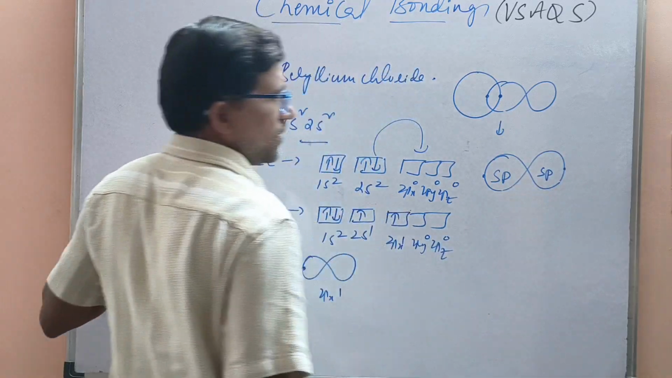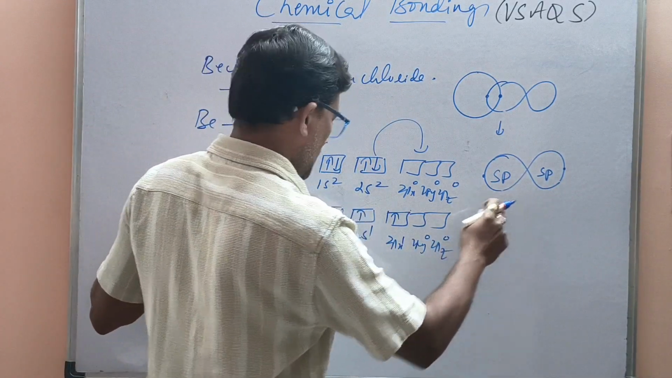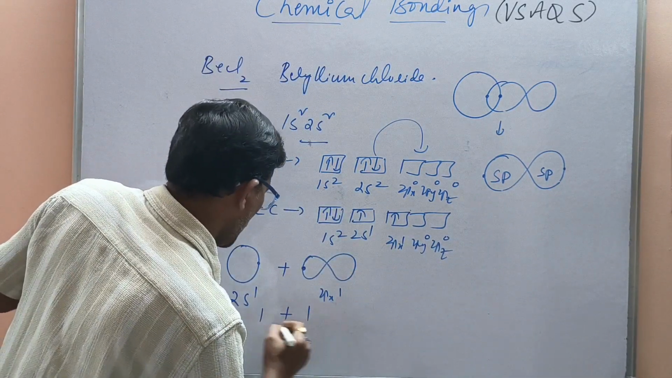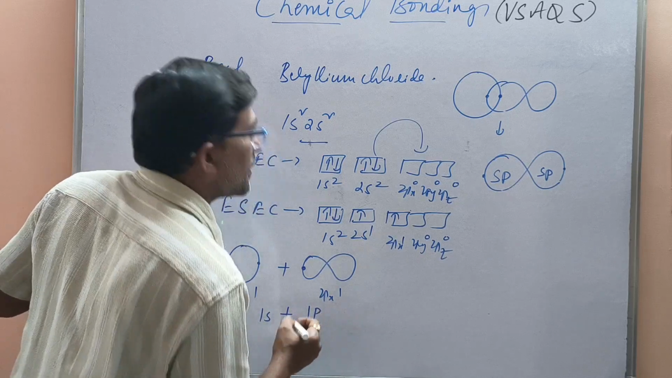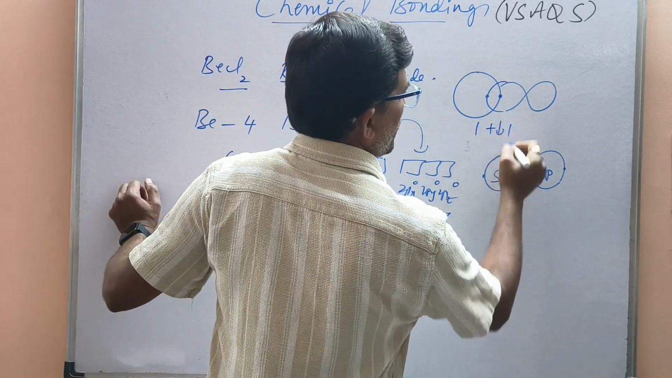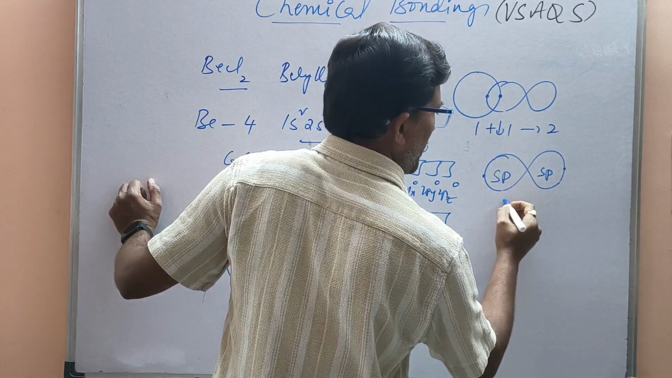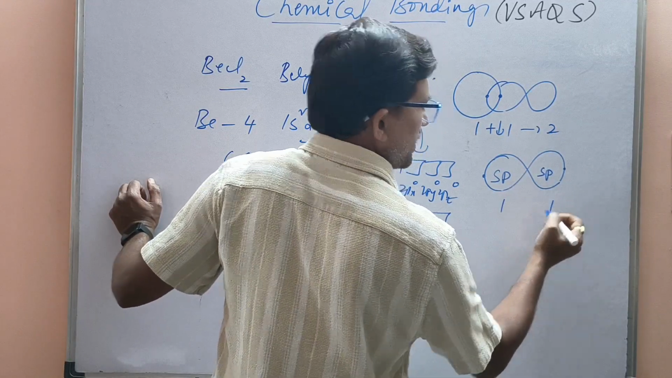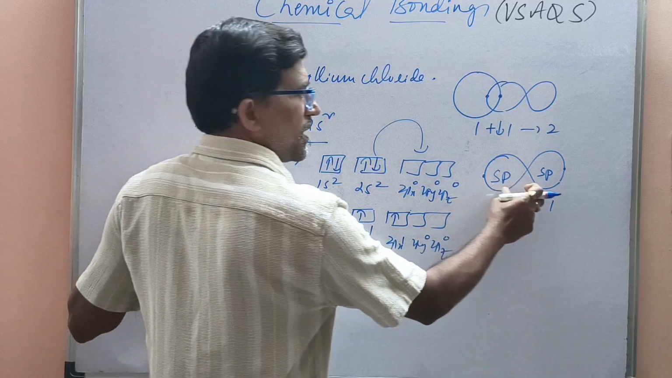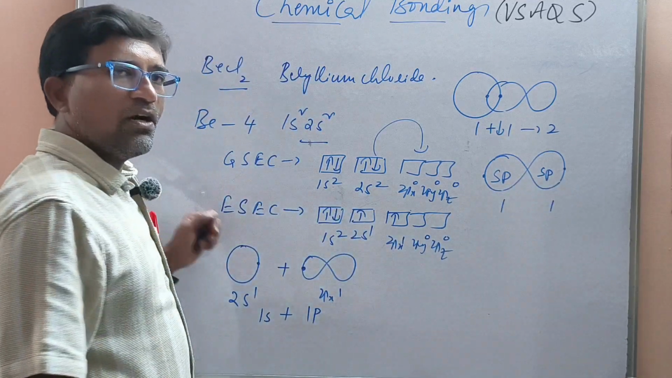Two sp hybridized orbitals are there. One s orbital and one p orbital, 1 plus 1, give rise to how many? 2. That is, 2 sp orbitals. Here is one sp orbital, here one sp orbital. So two sp hybridized orbitals are formed.